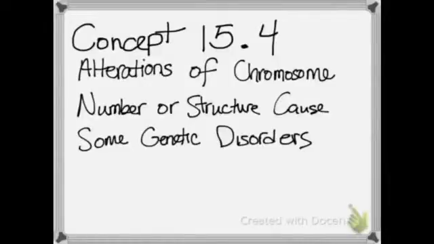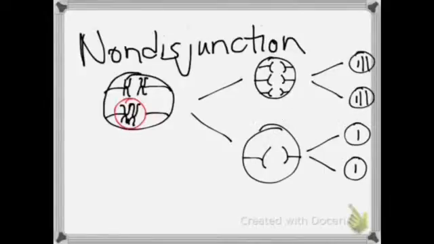Concept 15.4. Alterations of chromosome number or structure cause some genetic disorders. Large-scale chromosomal changes can affect an organism's phenotype. Most of these changes in mammals result in abortion or individuals with developmental disorders. Plants can take these changes better than us.